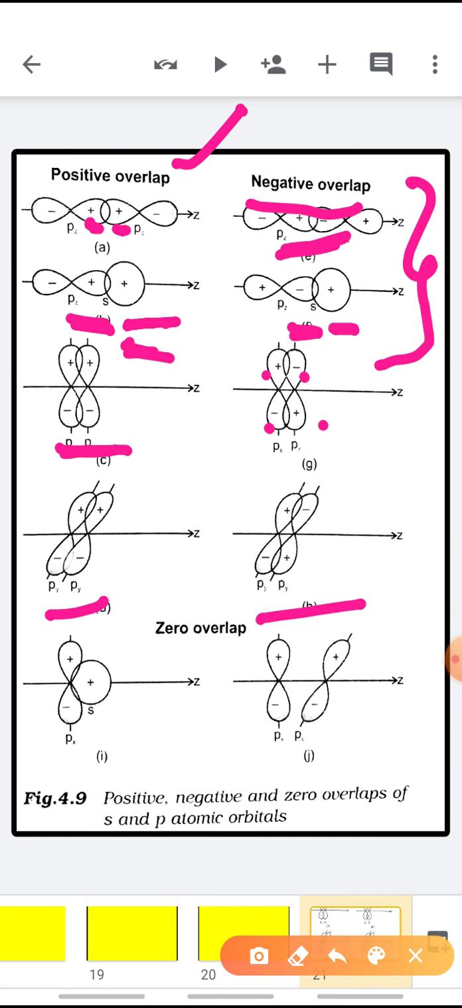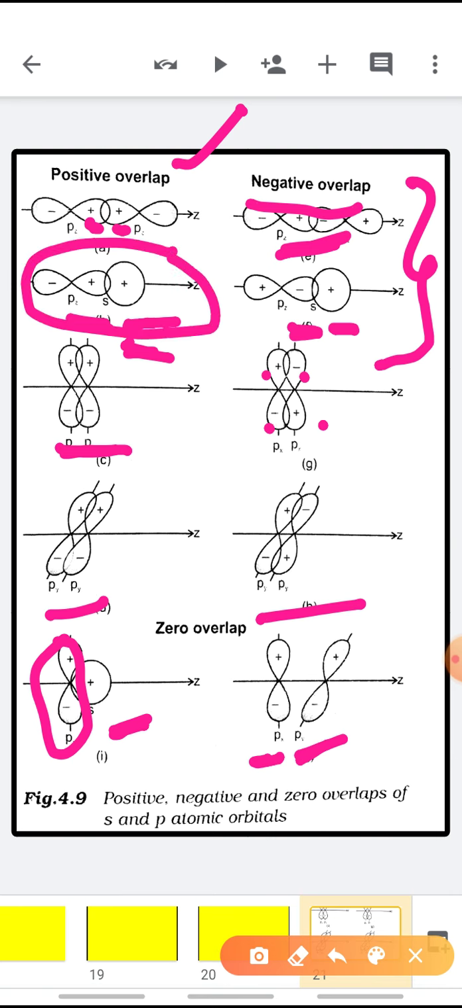Next is zero overlapping. In zero overlapping, you can see that the s orbital cannot overlap with the p orbital sidewise. This sidewise overlapping cannot take place. Similarly, the px orbital cannot overlap with the py orbital. Px will always overlap with the px orbital only. So these are negative and positive overlapping, and for s orbital and p orbital overlapping, this cannot work, only this will work.